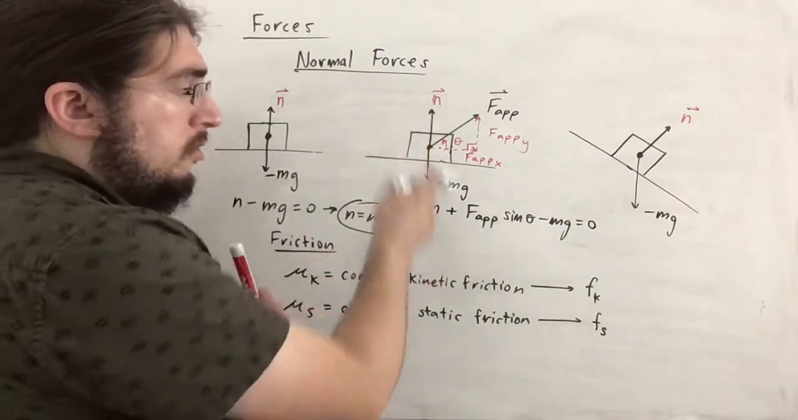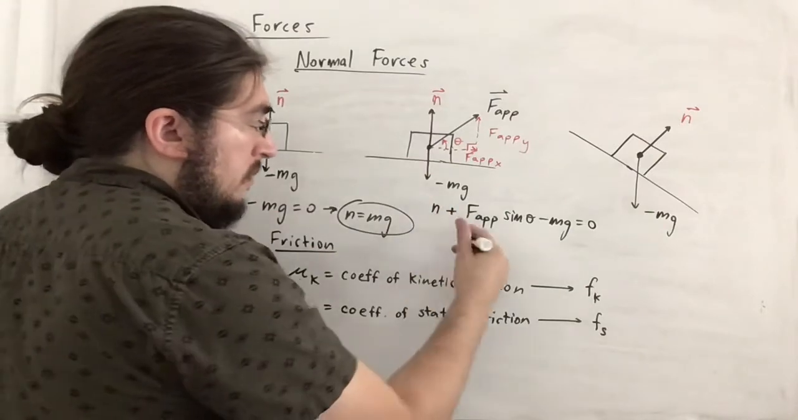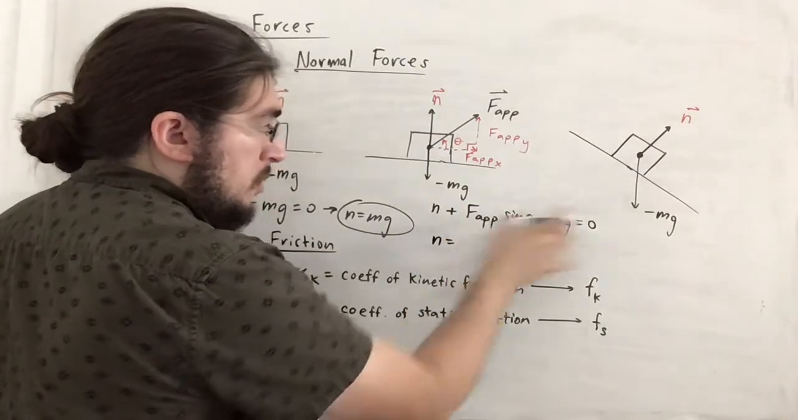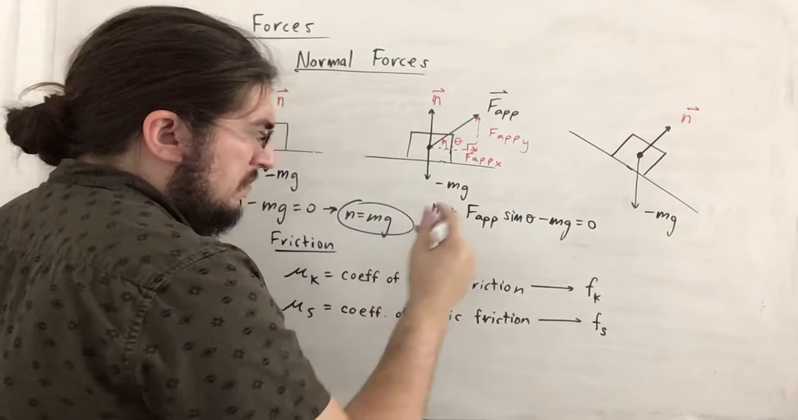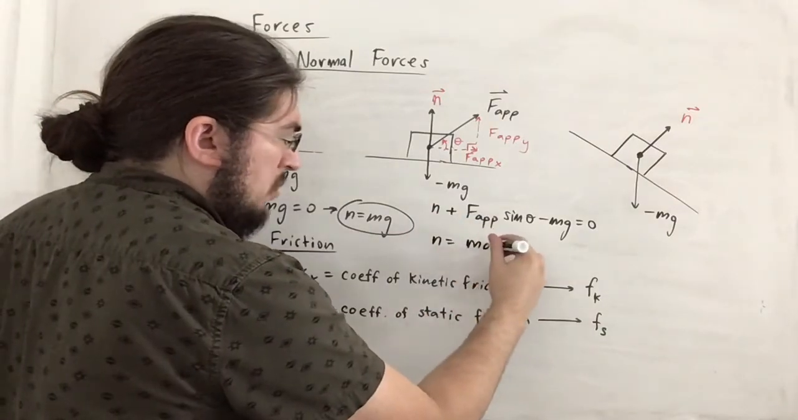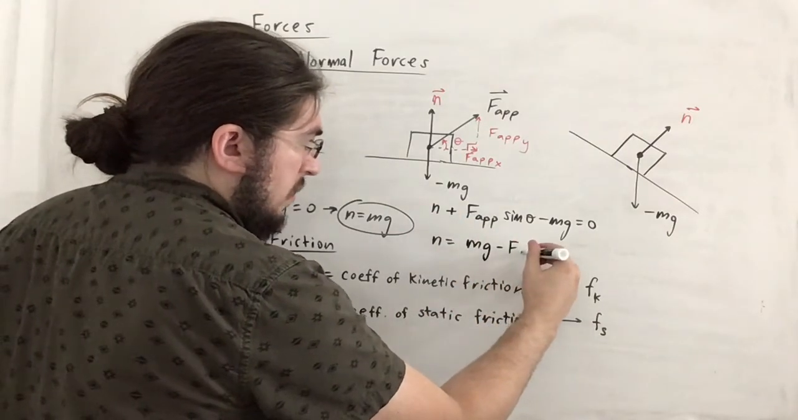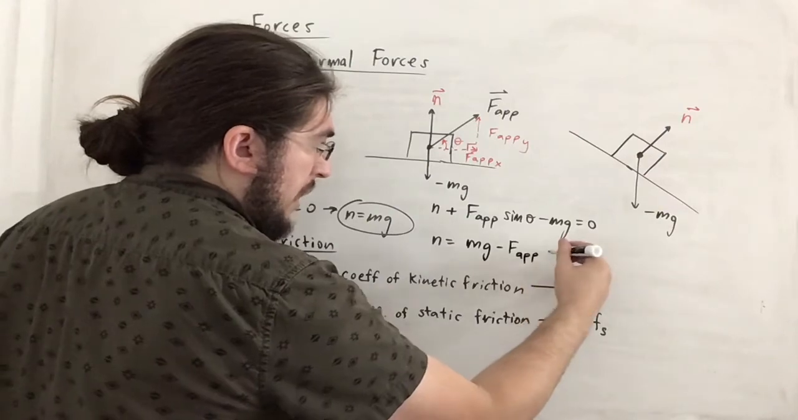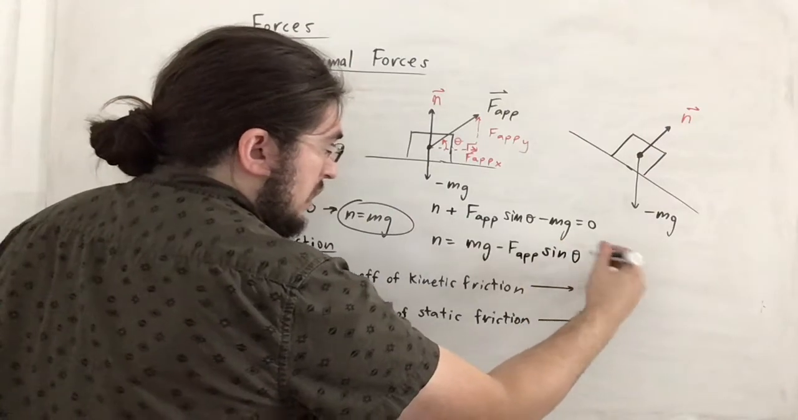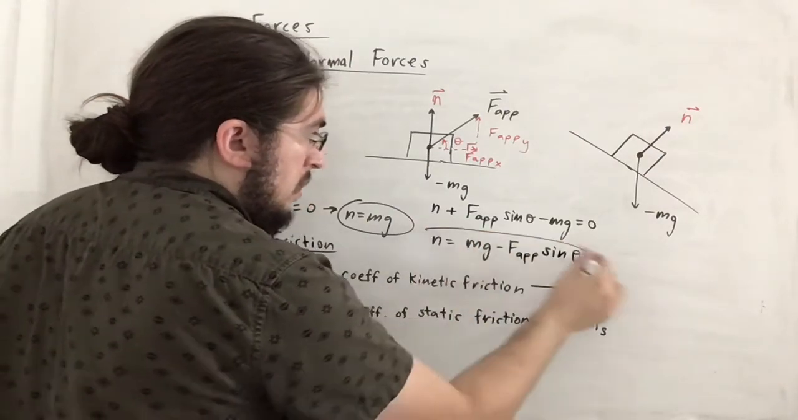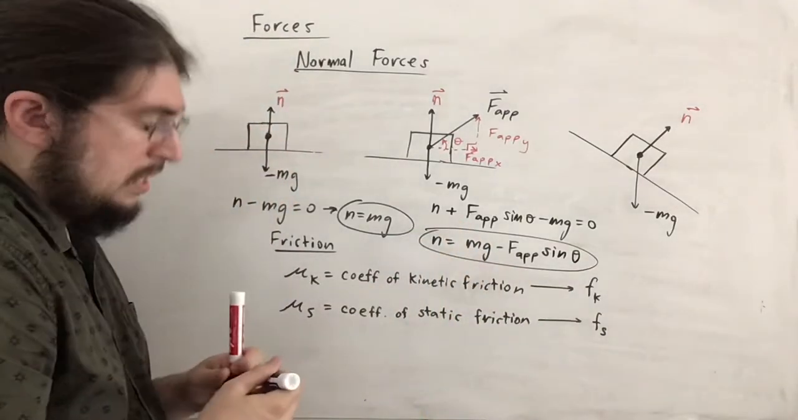There's no vertical movement. So now solving for n here, we can just subtract these to the other side. We end up getting that n is equal to mg minus the applied force times sine of theta. In this case, good.